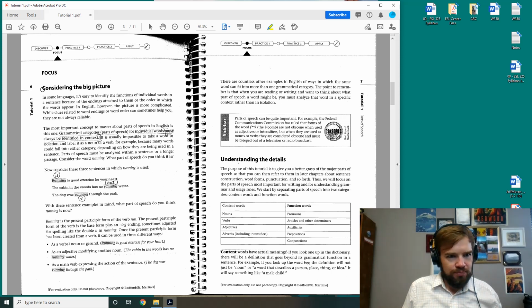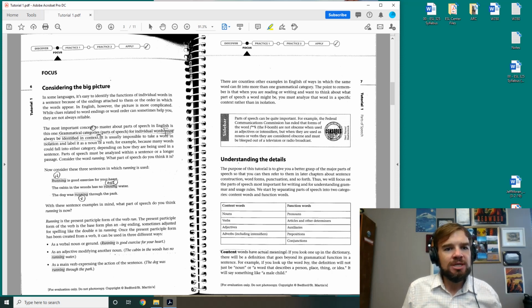We're going to continue. So it says, considering the big picture. In some languages, it's easy to identify the functions of individual words in a sentence because of the endings attached to them, or the order in which the words appear. In English, however, the picture is more complicated. While clues related to word endings or word order can sometimes help you, they are not always reliable.